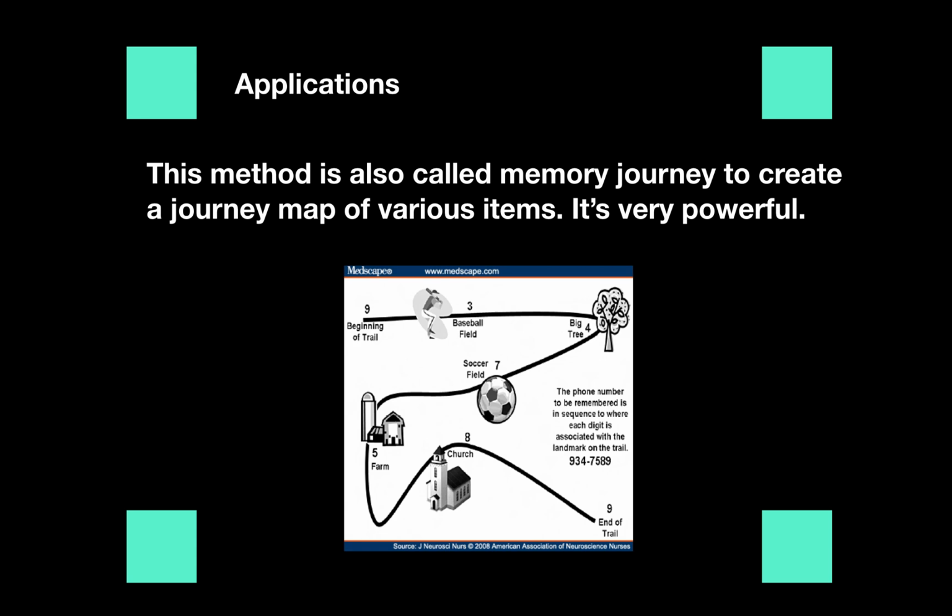Then we can also say this method is also called memory journey, and it really looks like we create a journey map of different items and we connect all of them. Here is another example as an application of this method in the real world. A phone number could be very difficult to remember, and they use different items they are familiar with, associate them with a number they know about, and create a story from the beginning of the trail, baseball fields, how many big trees in the yard, and how many school fields they have played, and all those very familiar items they know, and place them with all the phone numbers.